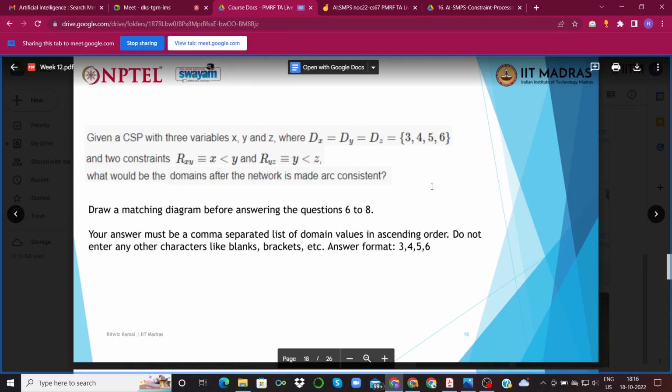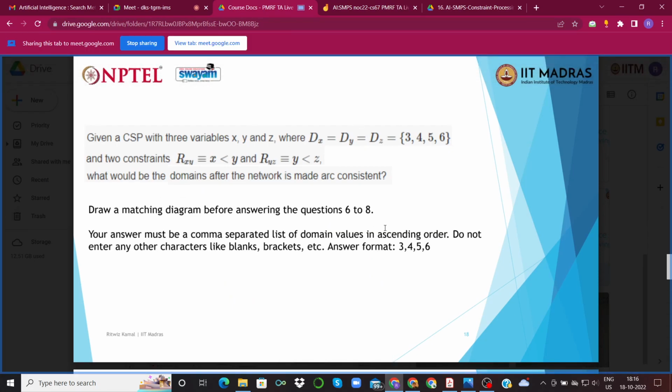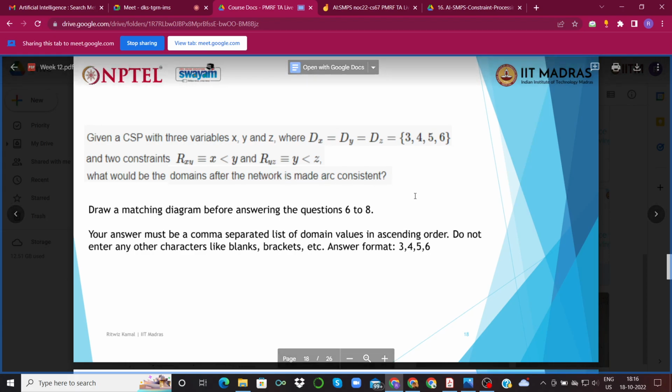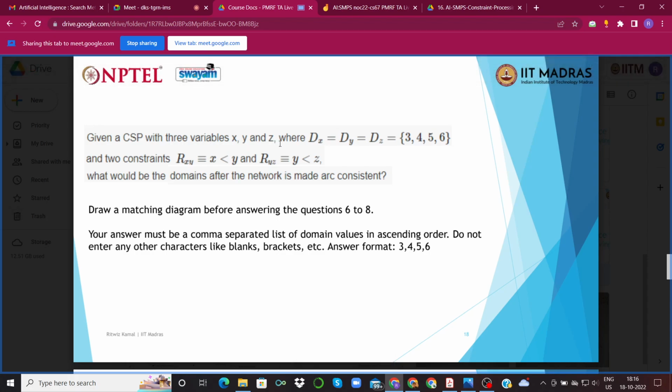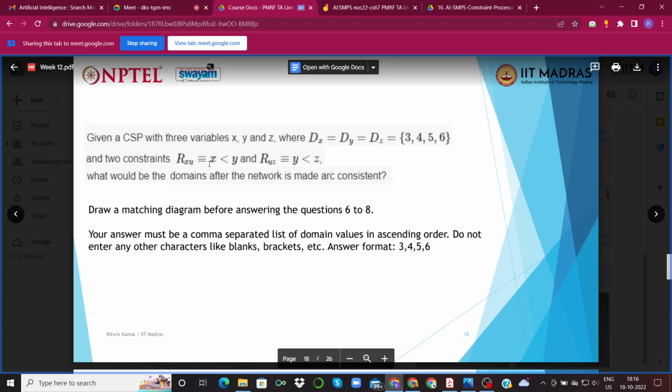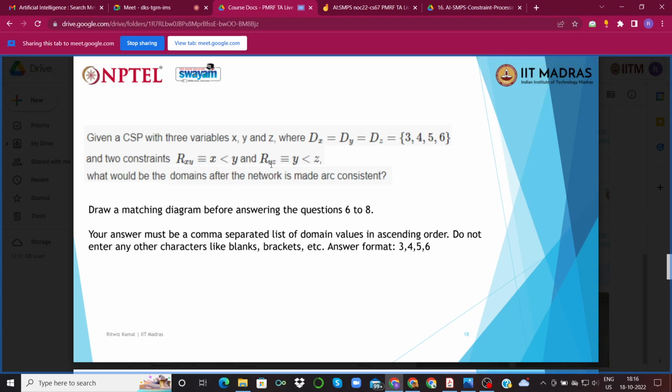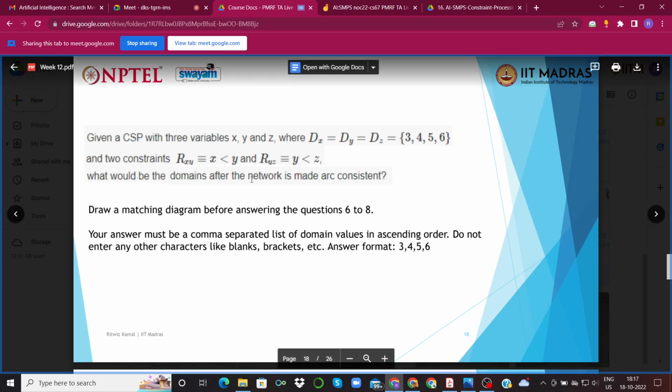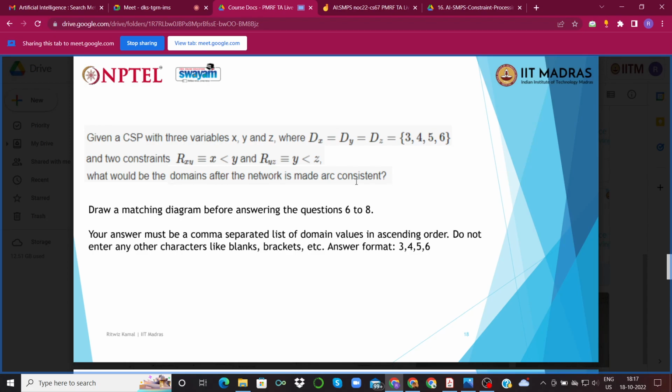So, coming back to the next set of questions. The next few questions will be based on the concept of arc consistency. Here you are given a CSP with three variables x, y, and z, where the domain of each of x, y, and z is 3, 4, 5, 6. There are two constraints. The first is between variables x and y, where x has to be less than y. The second is between variables y and z, where y has to be less than z. We are asked what the domains would be after the network is made arc consistent.